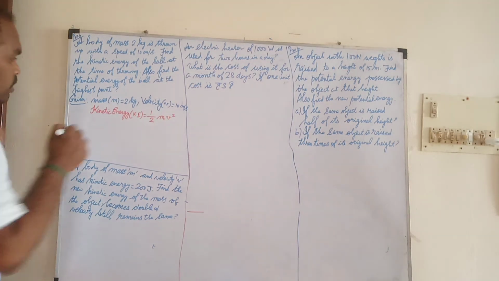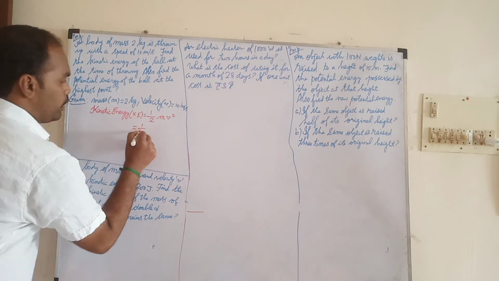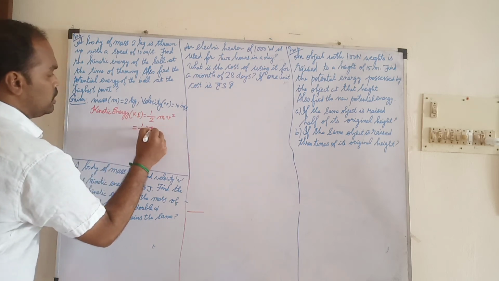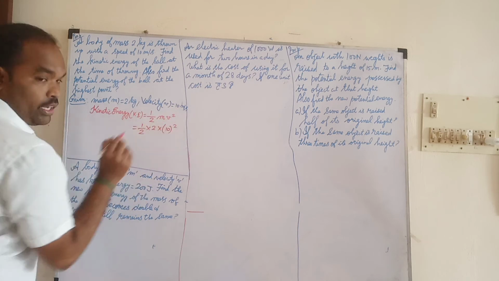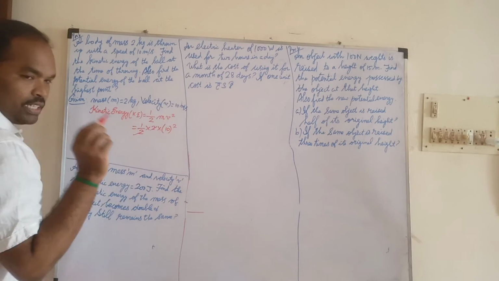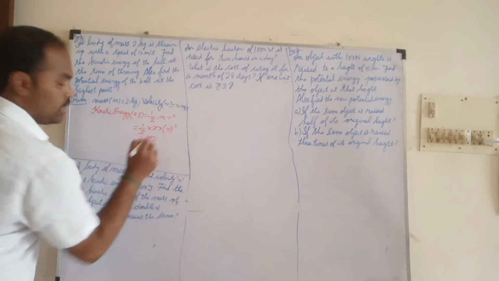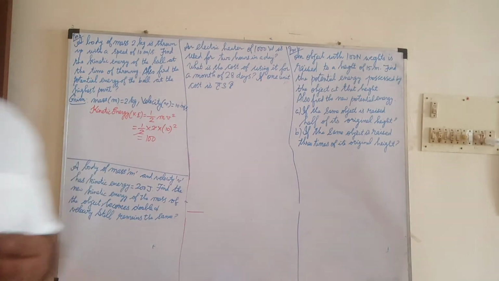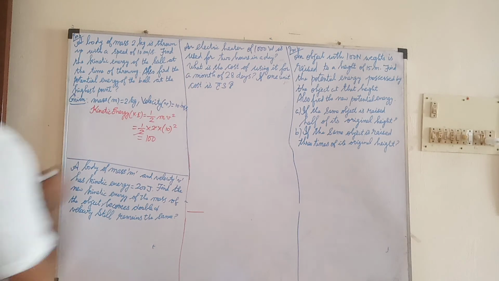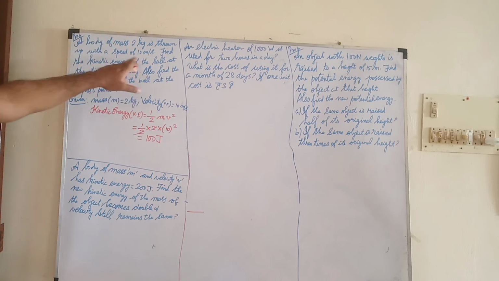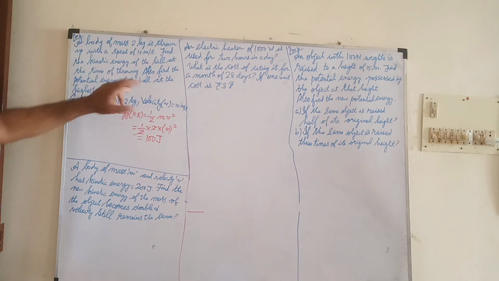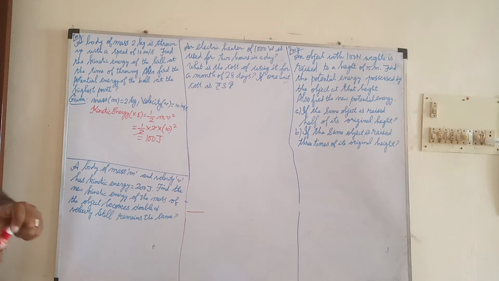Then next, 1 by 2. M is how much? Mass is equal to 2 kg. V is 10 square. The 2 cancels. 10 square is how much? 100. The unit is Joule. So we have found the kinetic energy of the ball at the time of throwing.